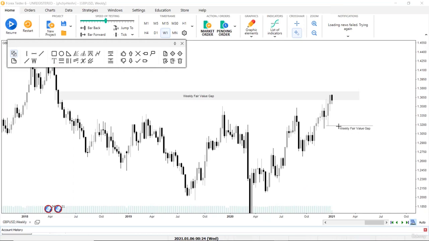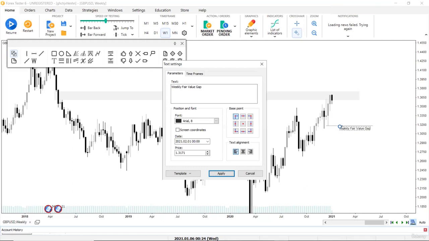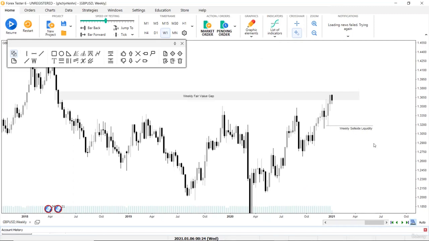So price is not just going to go on a straightforward line to this point, but this looks like a small gap until you move to a lower time frame and see that there's actually a lot more going on down there, a lot more that you have to look out for. So this is a weekly sell side liquidity. All right. So weekly sell side liquidity. That's basically for the weekly time frame.